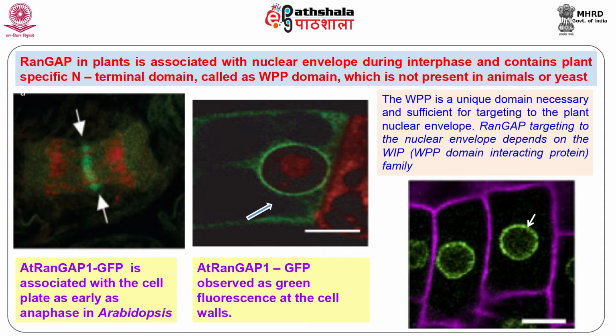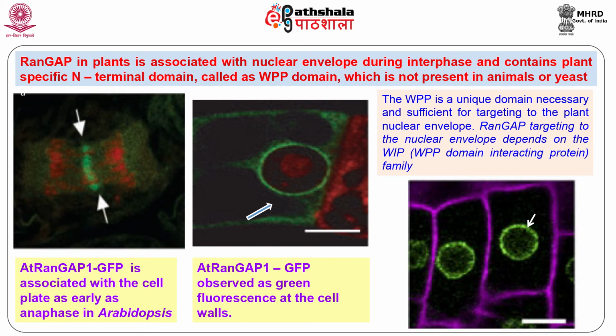In plants, RAN GAP is associated with nuclear envelope during interphase. It contains plant-specific N-terminal domain called the WPP domain. This domain is unique to plants and is not observed in animals or in yeasts. It shows strong similarity to the unique plant protein called MAF1, which is a small nuclear envelope associated protein.